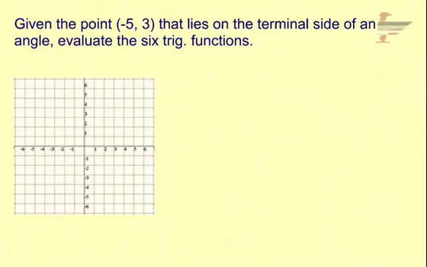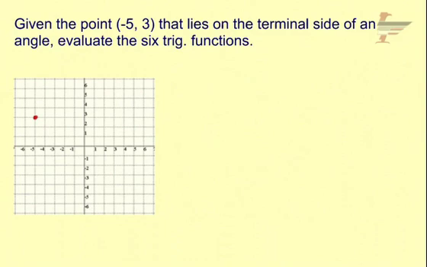We're given the point negative 5, 3 that's lying on the terminal side of an angle. With that information, we had to evaluate the 6 trig functions. So first up, let's go ahead and plot that negative 5, 3. From the origin, negative 5, up 3, here's our point.